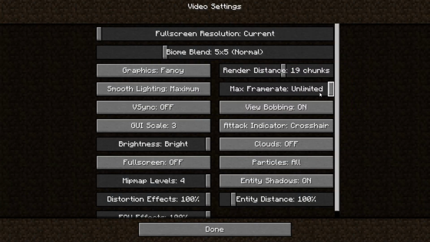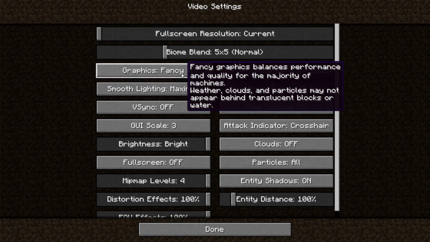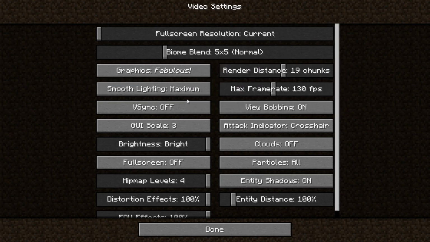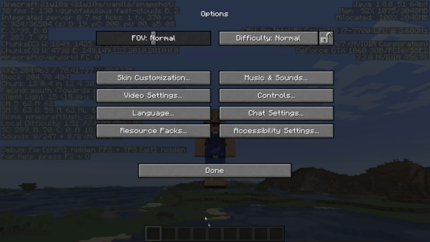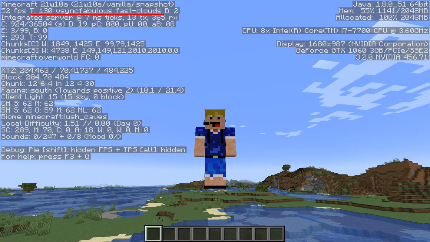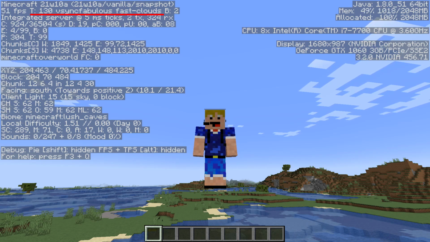For example, let's change our max frame rate to 130. Let's put our graphics on fabulous. Let's put the clouds on fast, for example, and let's turn VSync on. Now we will see that on the F3 screen, on the second line after T, we see 130. That's our max frame rate. Then VSync, that means we have VSync turned on. Then fabulous, that's our graphics setting. Fast clouds we have set on, and there we go. Those are the different things you can see at the first T.